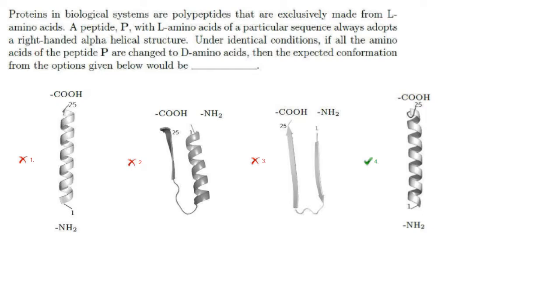Then next one, proteins in biological system are polypeptides that are exclusively made from L amino acids. A peptide P with L amino acid of a particular sequence always adopts a right-handed alpha helical structure. Under identical condition, if all the amino acids of the peptide P are changed to D amino acid, then the expected conformation from the options given below would be, that is option 4. Why? Because D amino acids form left-handed helix.